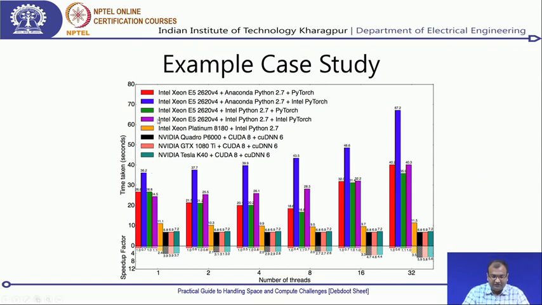Okay. Now, each of these bars is for a different hardware and software configuration. We have 4 experiments run on an Intel Xeon E5 2620V4, which is just an 8 core processor, and the machine we are using has 2 of these processors. So, in total you get 16 cores available. Then we use either Anaconda Python and PyTorch, or Intel Python and PyTorch, or Intel PyTorch with Python. These are the different combinations.